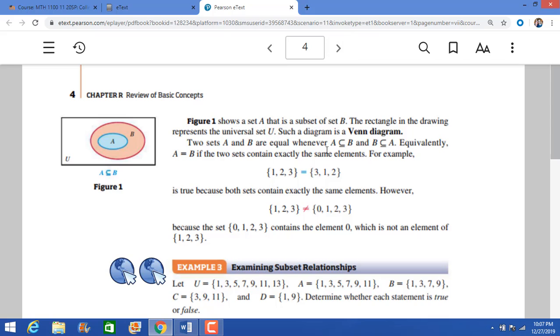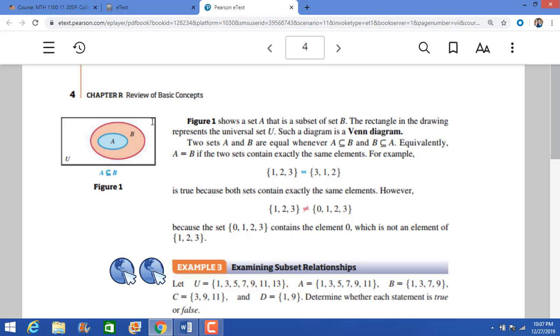Okay, now, how do we show the relationships between sets? Well, we can use what's called a Venn diagram. Figure 1 shows that A is a subset of B because A is the smaller circle, and it's inside the set B. So we can represent this using a visual called a Venn diagram.